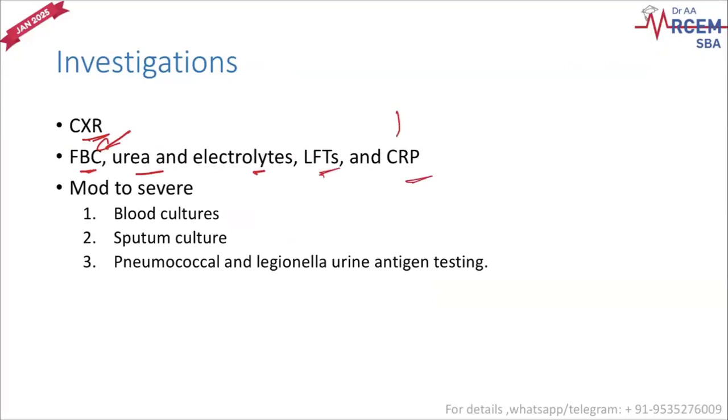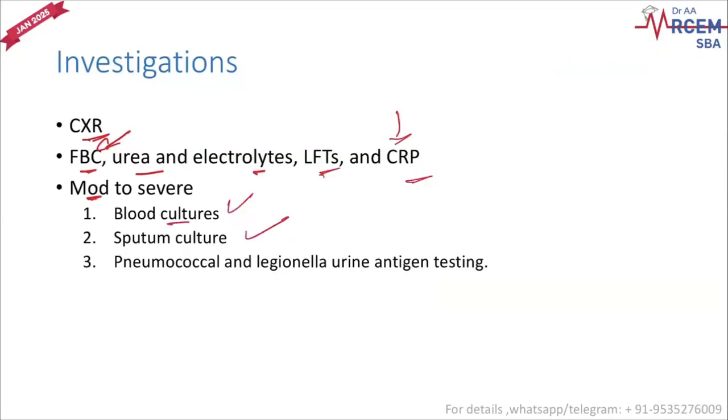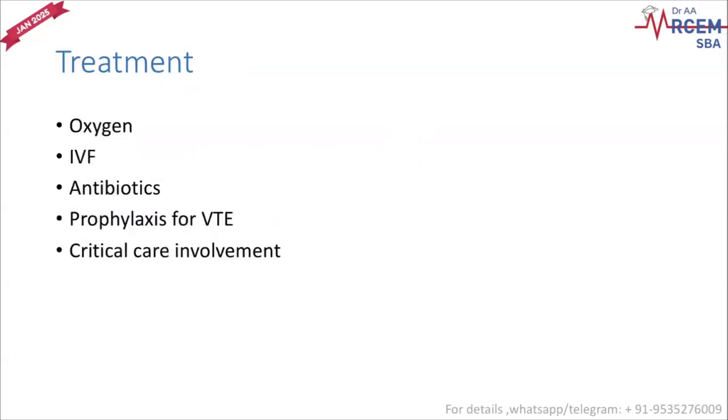Multiple organs might be involved, and inflammatory markers, you are getting it done. What about cultures? Blood cultures, sputum culture. If it is mild and you're planning to discharge, do not get blood and sputum cultures. It is not recommended. If it is moderate, that means the score is 2, then you will go ahead and get the cultures. Some institutes, depending on the region, might suggest pneumococcal and Legionella urine antigen tests. You might get it done, depending on the local protocols. The main thing you need to remember: only for moderate and severe, we get the cultures.